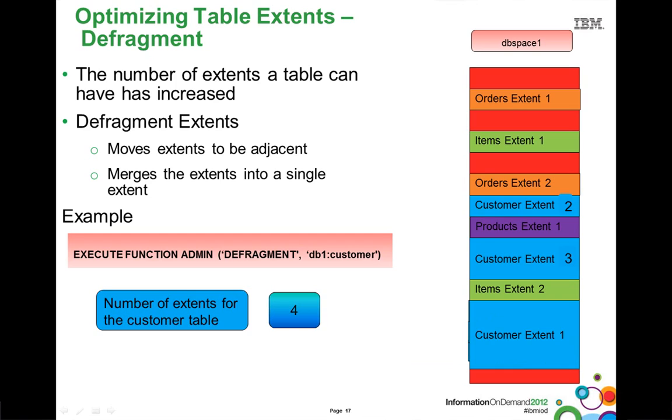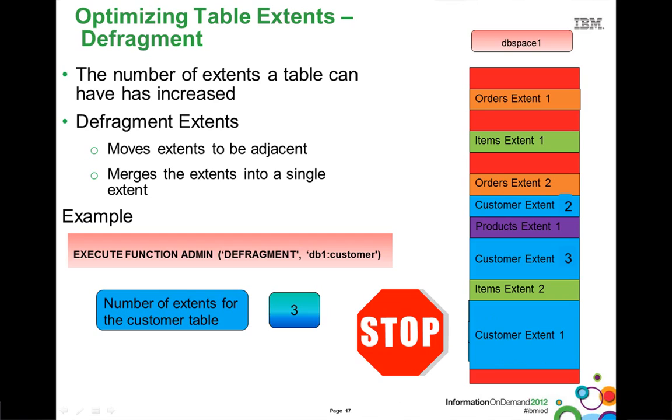After that, we're going to move the new extent 2 and put it adjacent to our new extent 1. Merge those extents, making a larger extent 1, and renumbering. So now we have extent 1, 2, and 3. And after that's done, we actually stop.